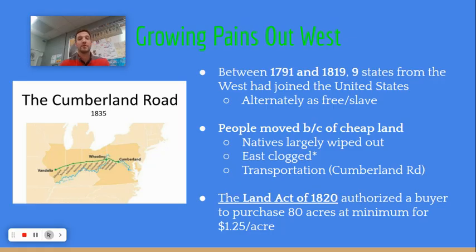Also, and this is the first of several, in the 1800s, there's a lot of land acts and opportunities to purchase land at dirt cheap rates from the federal government, like the Land Act of 1820. This allowed buyers, if they were willing to purchase 80 acres at $1.25, to basically pay straight up. You couldn't do it on credit, because it's something I'm going to talk about in the next slide. And a lot of people got land out west.